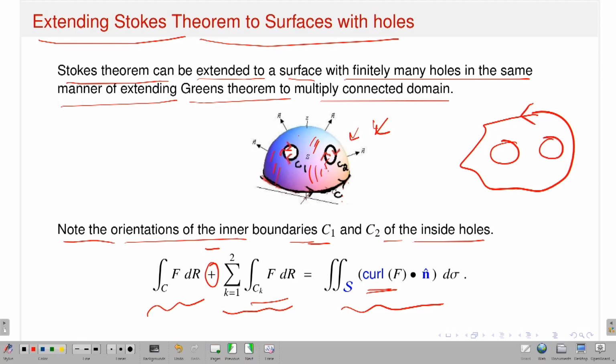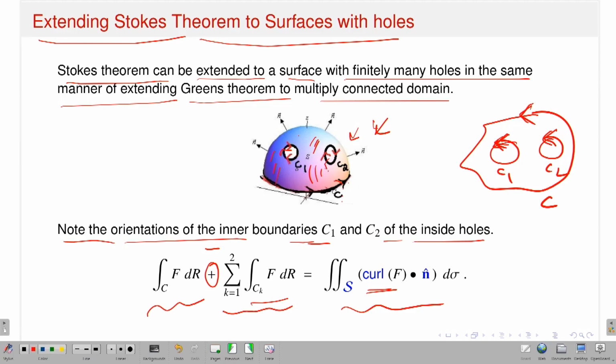The outer boundary curve is counterclockwise, and the inner holes C1 and C2 are also anticlockwise there. Therefore there was a minus sign. But now, looking at the surfaces, the outer boundary has the counterclockwise, positive direction. However, to have the positive direction induced from the surface, the directions of C1 and C2, the inner boundaries, will be clockwise. That is why the negative sign is replaced by a positive sign.